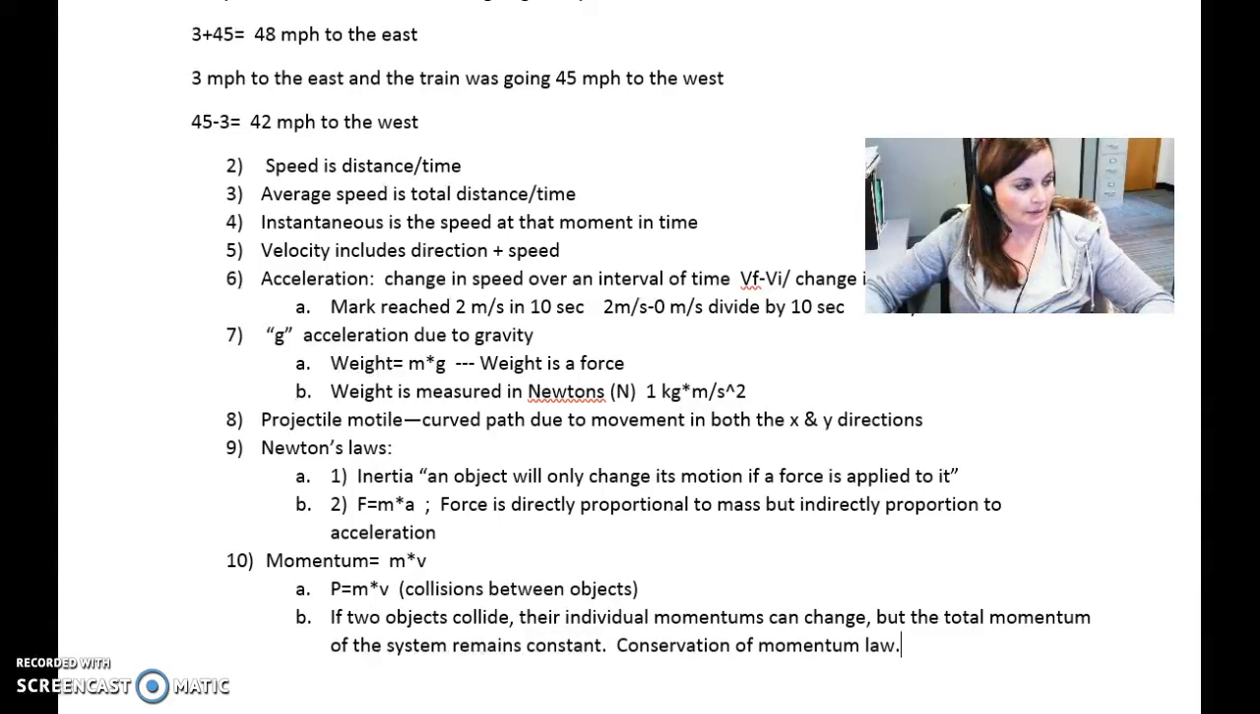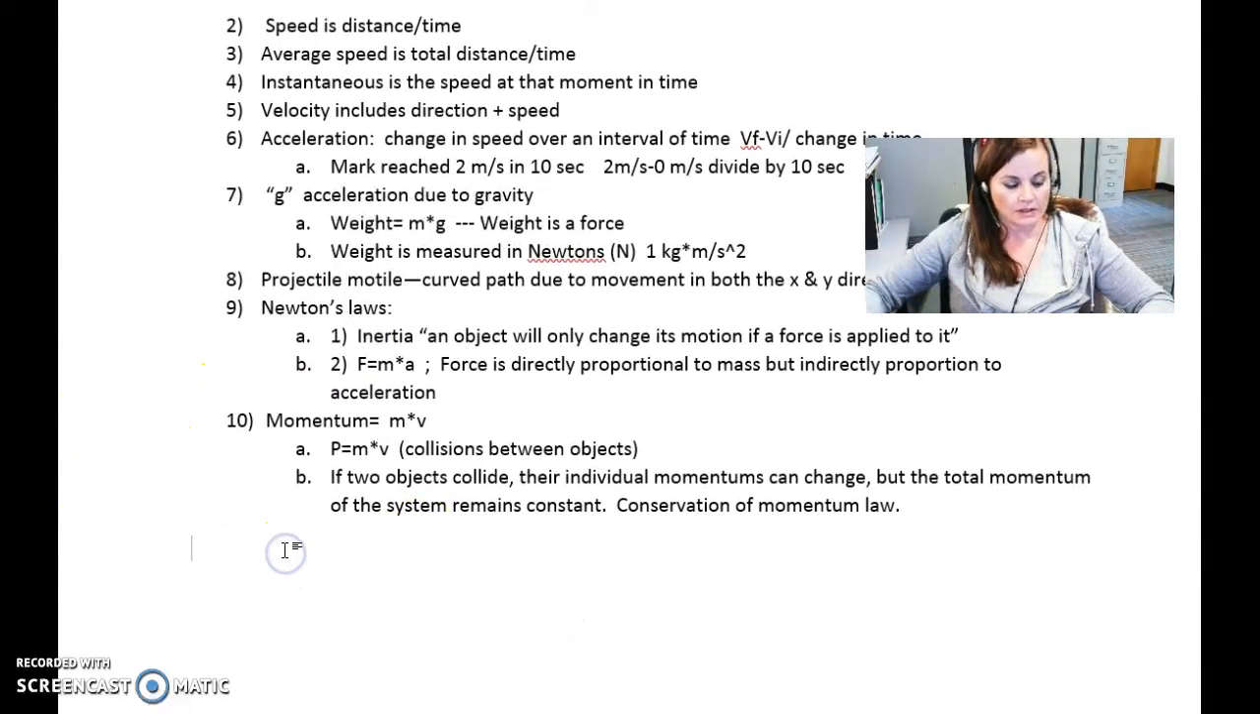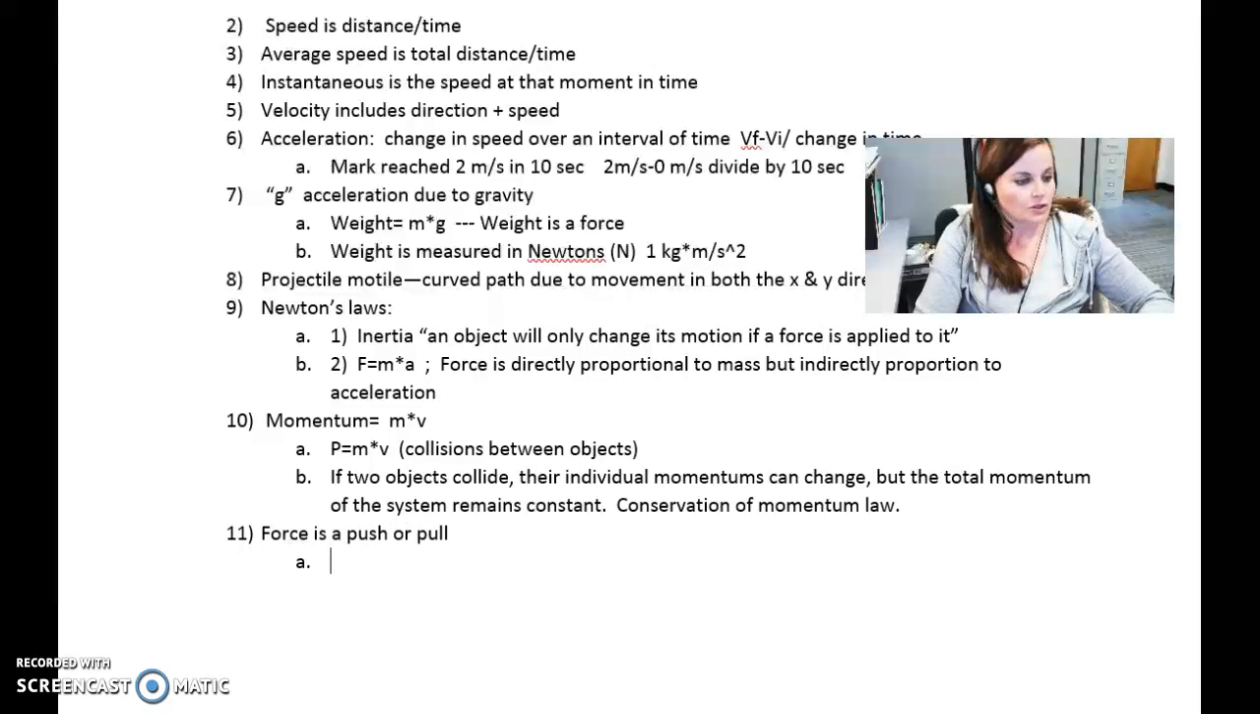The next thing we talked about is electricity, static, and moving or current electricity. Before we get there, I want to talk about different kinds of forces. Remember, a force is a push or pull. So we have different forces. We have electric forces, which sometimes we call electrostatic, or even electromagnetic.